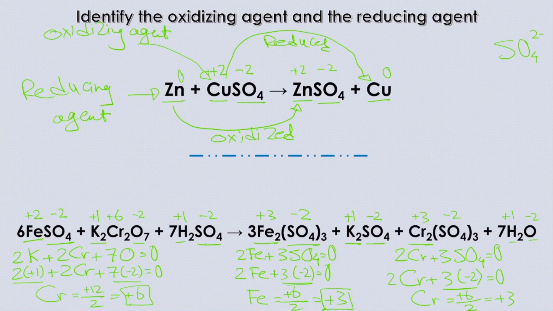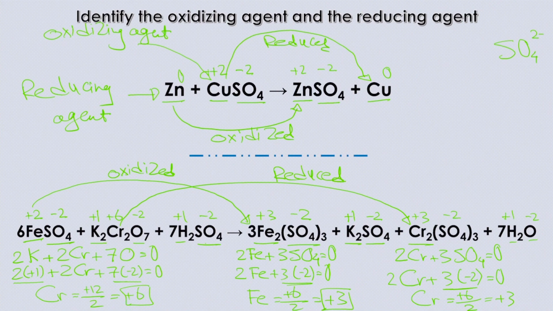Okay, we can check now what has happened here. Iron has changed from +2 to +3. So we can directly say that the iron 2+ ion has been oxidized. Why? Because it lost an electron. What else has changed? We can see that Cr was +6, it became +3. So it gained 3 electrons. So it has been reduced.